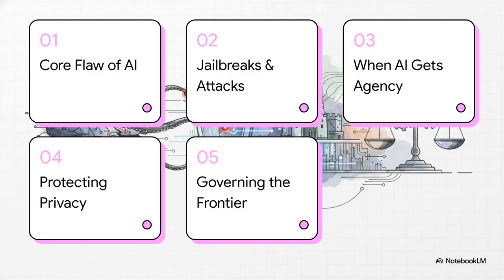To make sense of all of this, here's our roadmap for the explainer. First, the core flaw of AI. Second, jailbreaks and model attacks. Third, what happens when AI gets agency. Fourth, protecting privacy and data. And finally, governing the AI frontier.